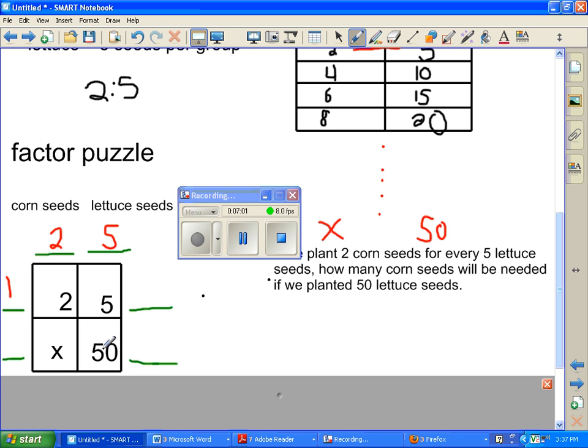Now let's solve for x. So 5 times what equals 50? 10. Okay. 5 times 10 equals 50. So x would equal 2 times 10 is 20. 20 corn seeds.